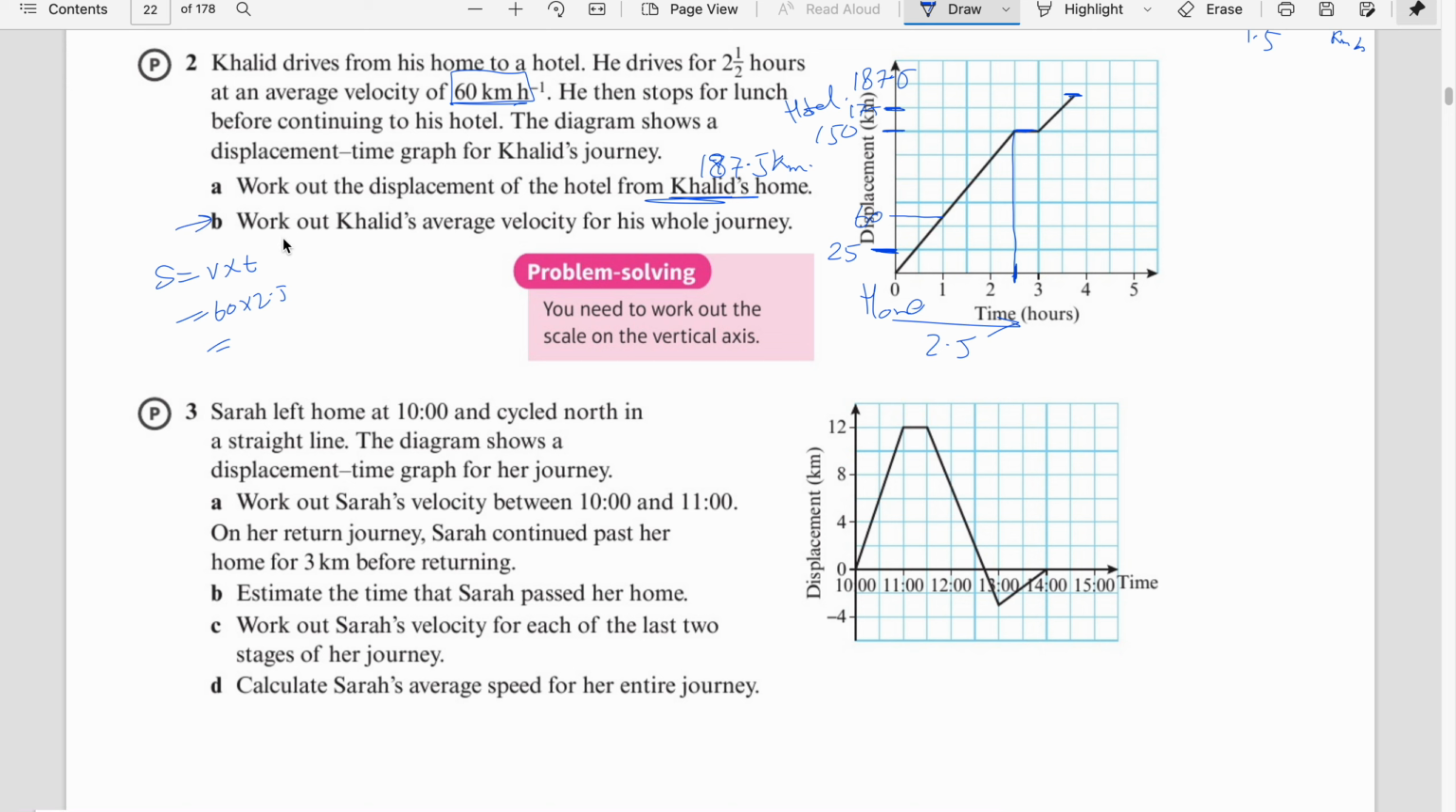B part says work out Khalid's average velocity for his whole journey. So total displacement over total time. Total displacement is 187.5 and time right here is 3.75. So 187.5 divided by 3.75 is 50 kilometers per hour.